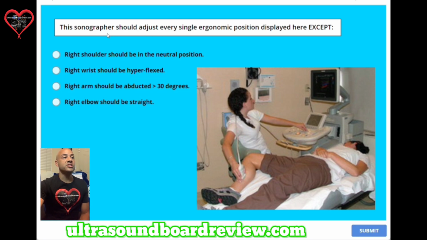Question 9. This sonographer should adjust every single ergonomic position displayed here except A, right shoulder should be in the neutral position. B, right wrist should be hyperflexed. C, right arm should be abducted greater than 30 degrees. Or D, right elbow should be straight.